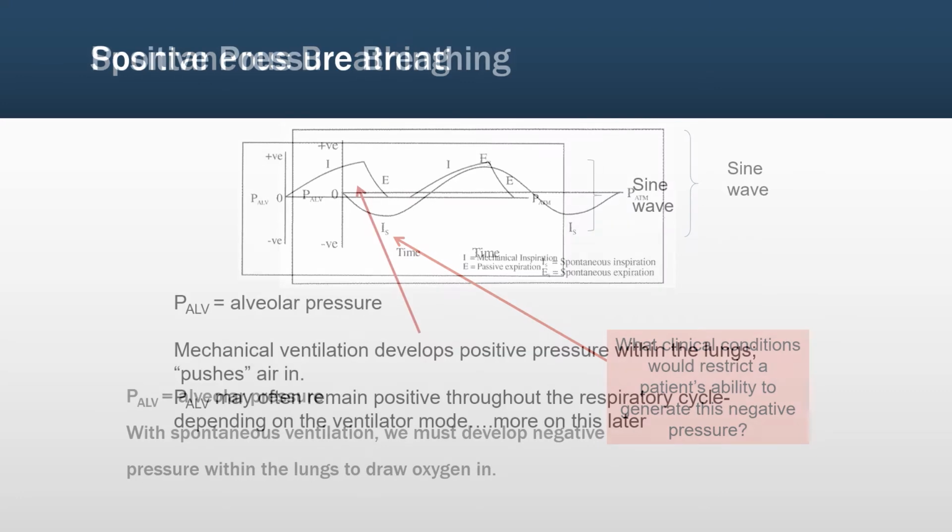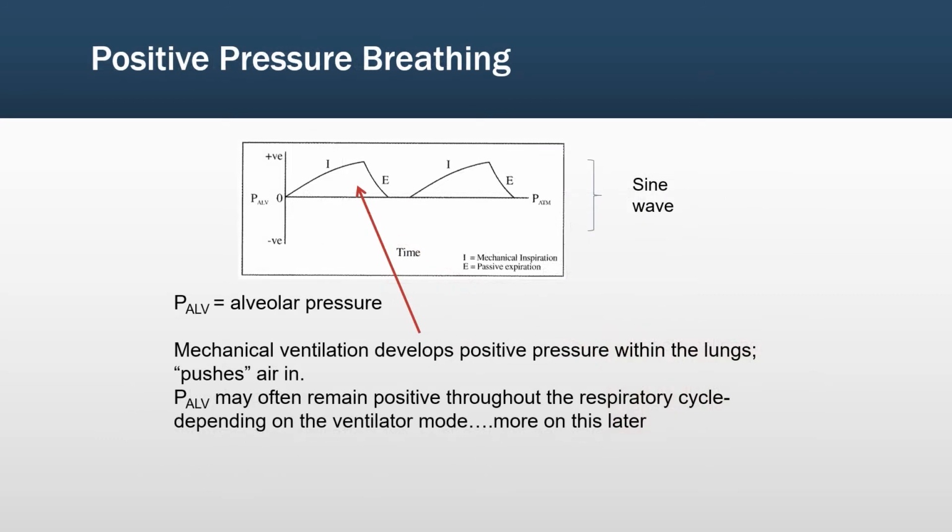Modern ventilators use positive pressure ventilation. Unlike spontaneous breathing, positive pressure ventilation pushes air into the lungs, and typically, P-alv is positive throughout the respiratory cycle. This is unfortunately one of the negative effects of positive pressure ventilation, as we will discuss further in detail in part 2 of this presentation.